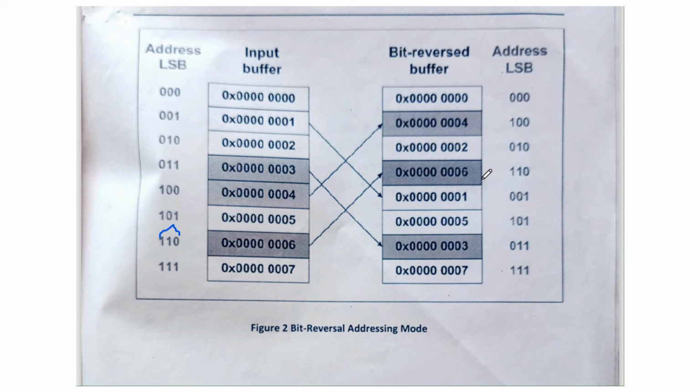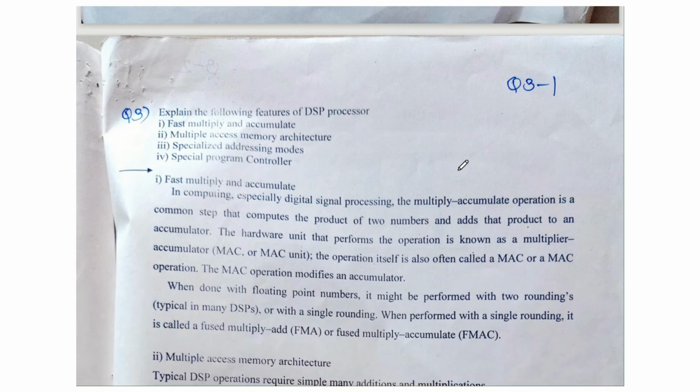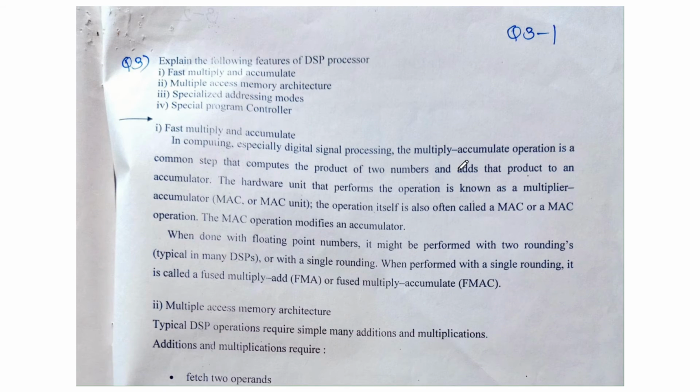Okay, now we will go for the next discussion. Explain the following features of the DSP processor: fast multiply and accumulate, multiple access memory architecture, specialized addressing modes, special program controller. This specialized addressing mode we have discussed in the previous section. Same case, you have to repeat the answer here also. So fast multiply and accumulate we will discuss here.